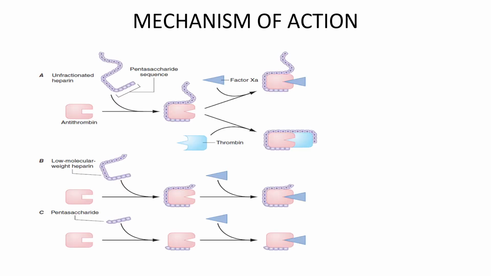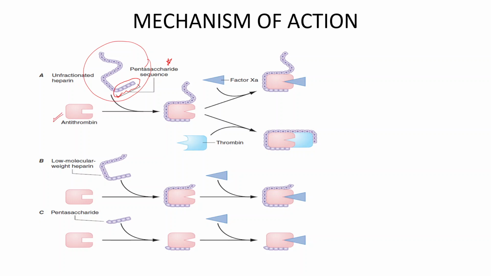If you see here, this is an unfractionated heparin molecule, and you can see there is a pentasaccharide sequence. This pentasaccharide sequence is very important for the function of unfractionated heparin. Now, what is the function of heparin? Heparin will bind to antithrombin.